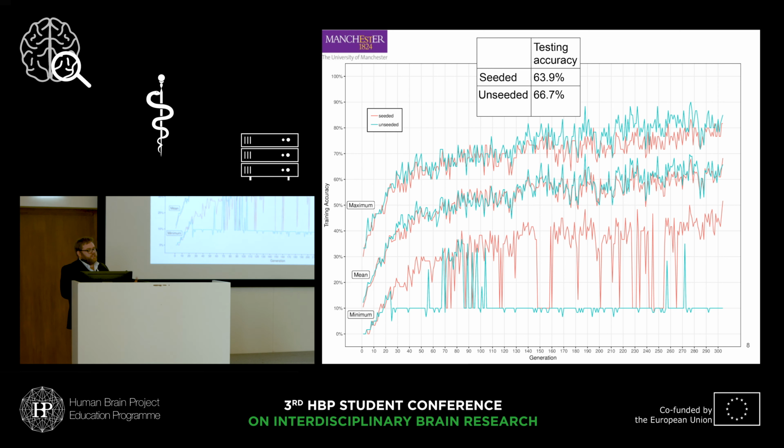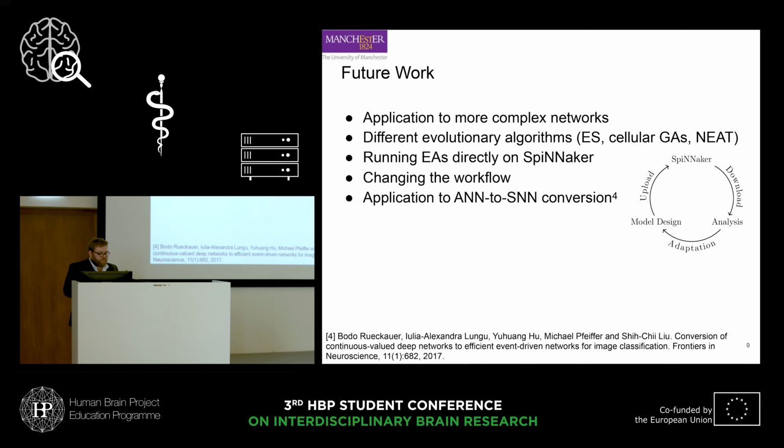But then I tested it against the testing set and got something about 66% for the unseeded population and 63% for the seeded population, which is what I expected because there's more variation in the random initialization in the unseeded population. And going on to future work, so this was really just a test case.